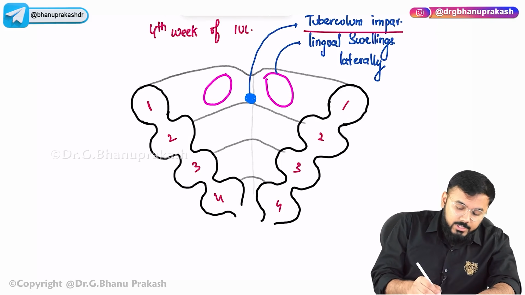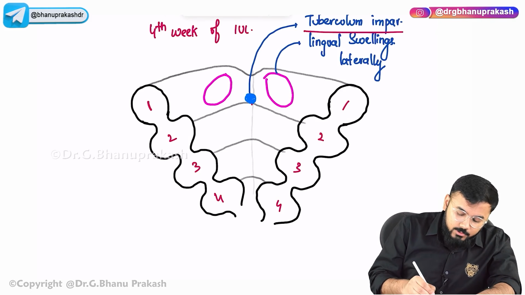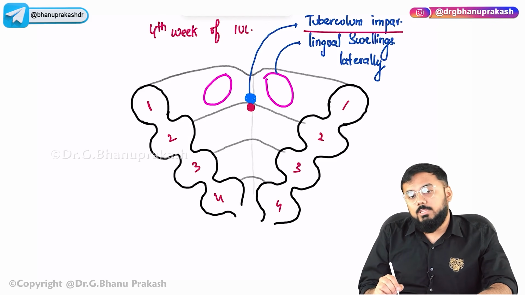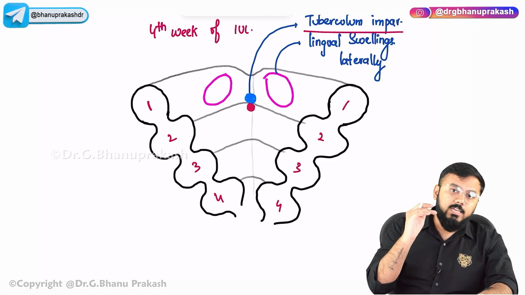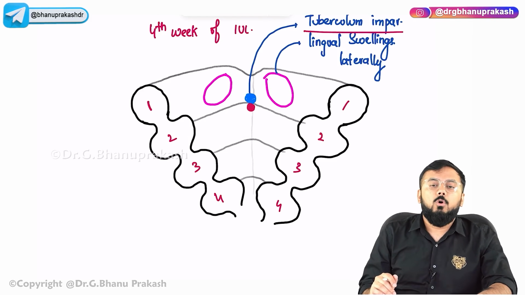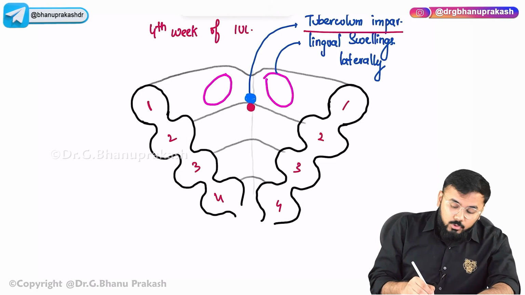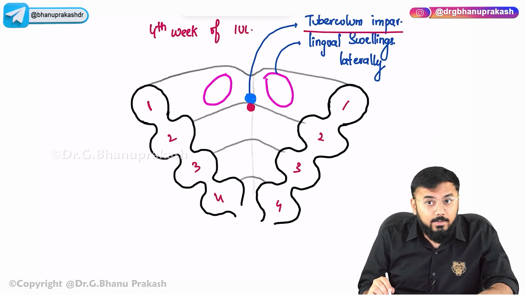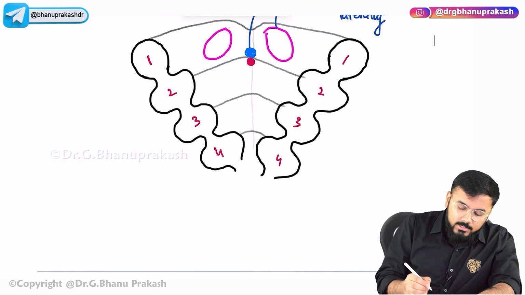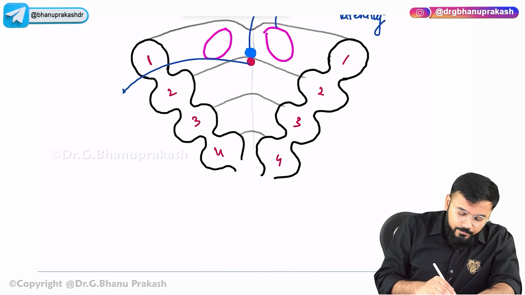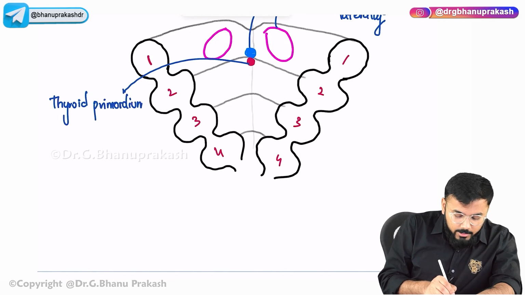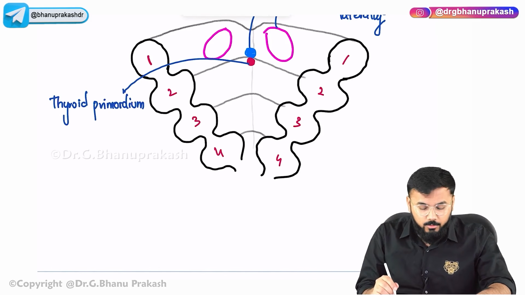Now just beneath this tuberculum, you have one more structure over here, a red colored structure. This structure is called the thyroid primordium. What do you call this? You call this the thyroid primordium.